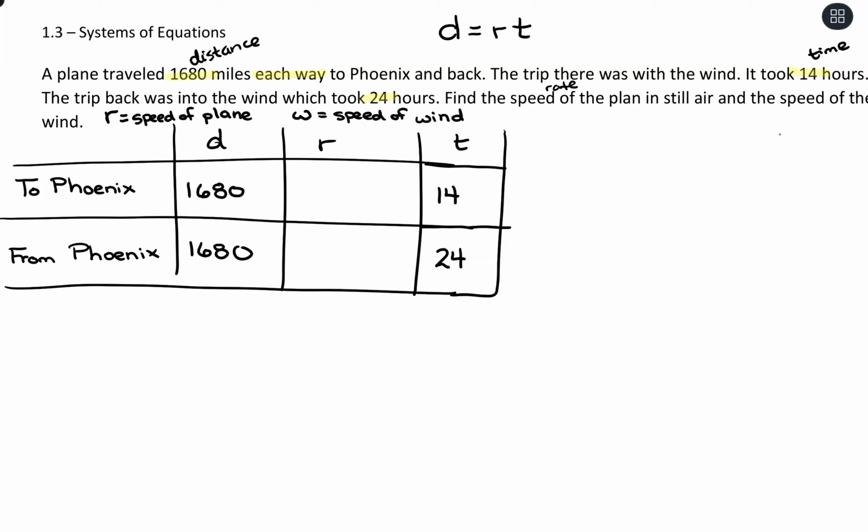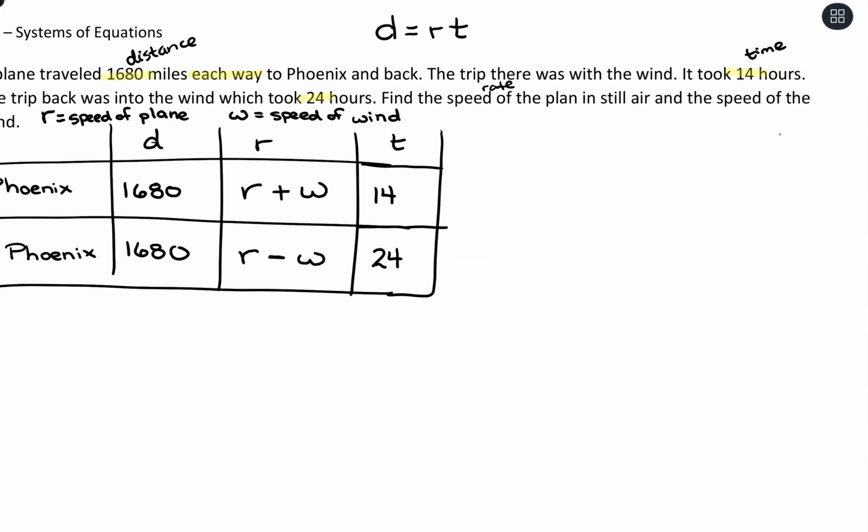As we're going to Phoenix, we're going with the wind. So we have the speed of the plane plus the speed of the wind. The wind is pushing us along, making us go faster. So the overall rate is fast, whereas on the trip back, we're going against the wind. So we have the speed of the plane, but we need to take away the speed of the wind. It's slowing us down as we're going from Phoenix.